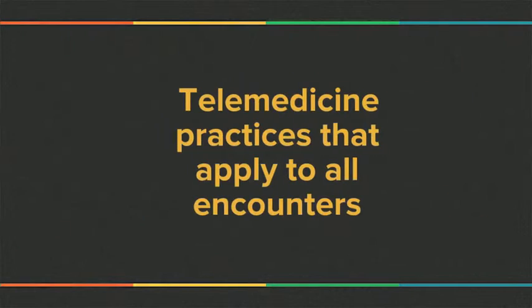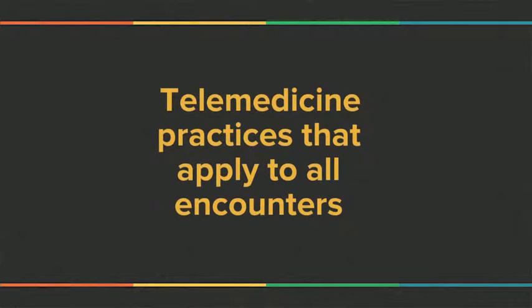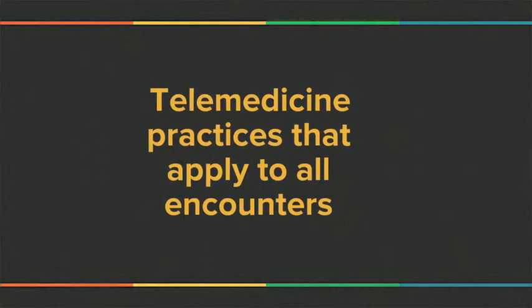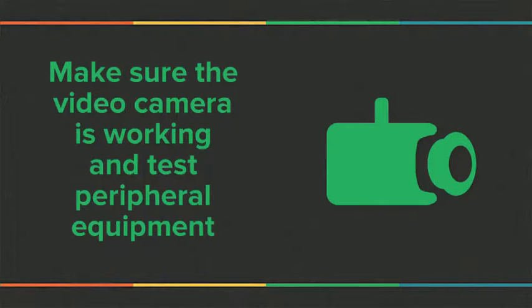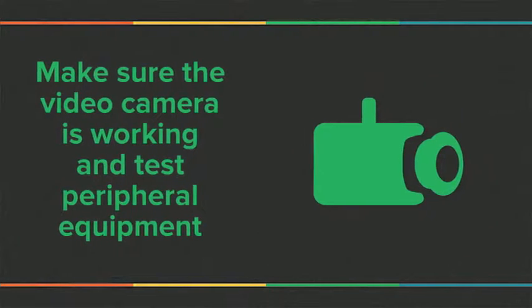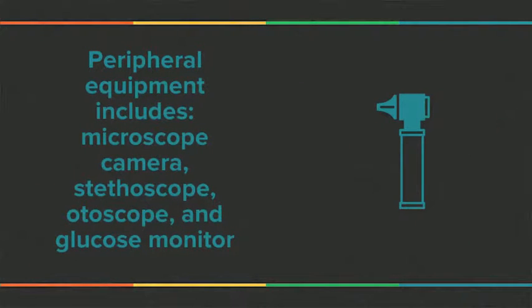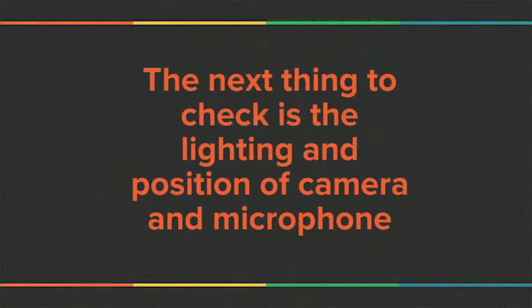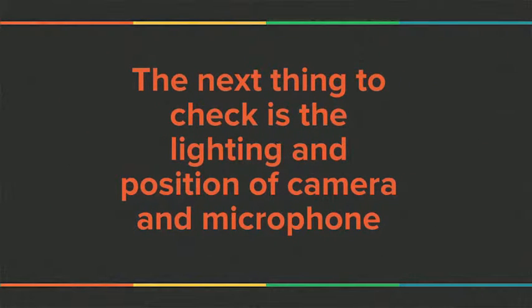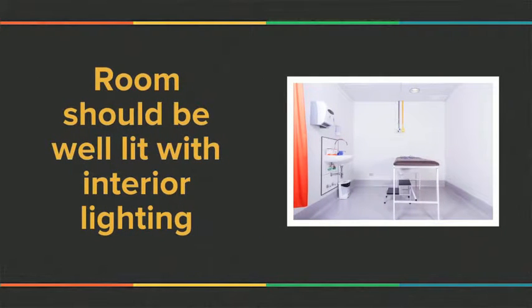However, there are certain practices for setting up the telemedicine room that apply to all telemedicine encounters. In general, make sure that the video camera is working and test all of the peripheral equipment is functioning properly. The peripheral equipment may include a secondary microscope camera, stethoscope, otoscope, and glucose monitor. In order for the video encounter to go smoothly, the lighting and positioning of the camera and microphone must be accounted for. The room should be well lit with interior lighting so that it is easy for the telemedicine physician to see the patient clearly.